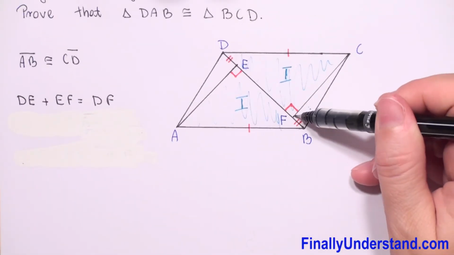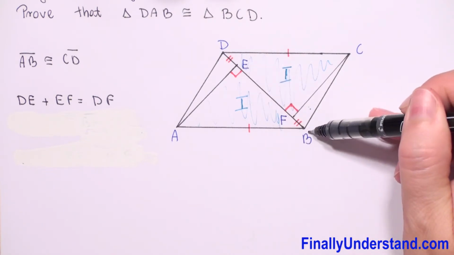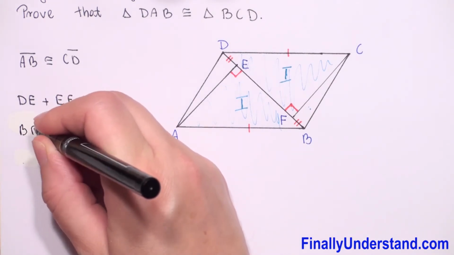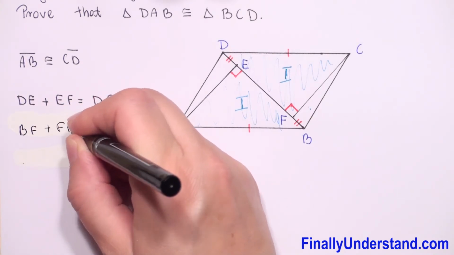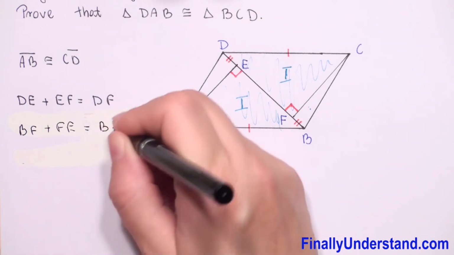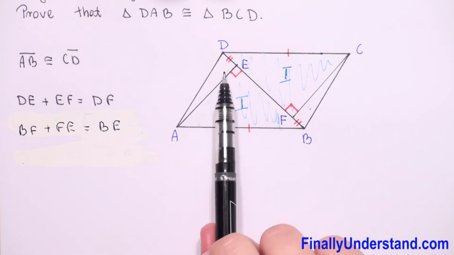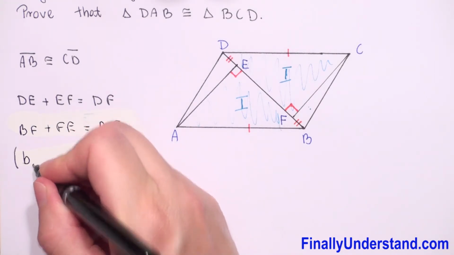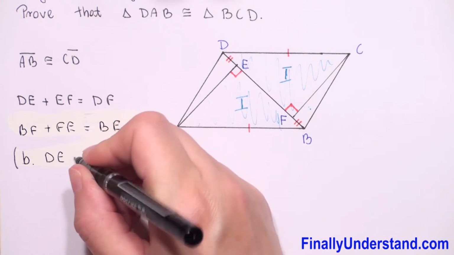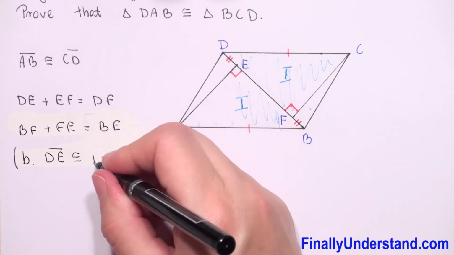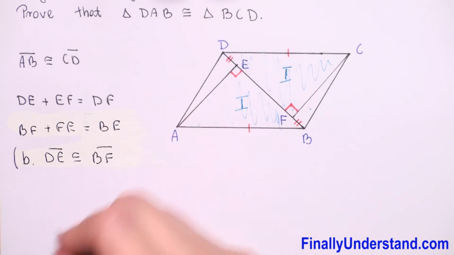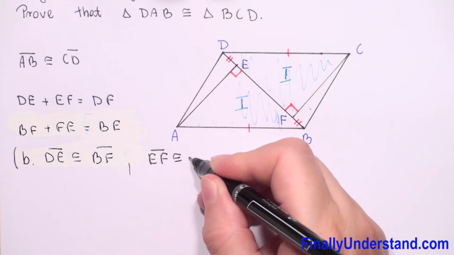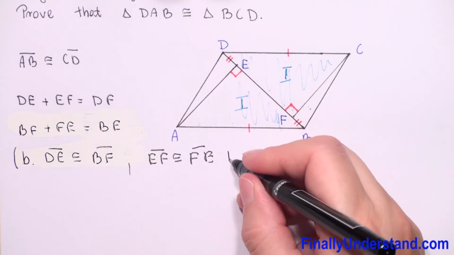And we can write that BF plus FE is equal BE. So let me write this, that BF plus FE is equal BE. And we have given that DE is congruent to BF because DE is congruent, segment DE is congruent to BF, and segment EF is congruent to FE by reflexive property.